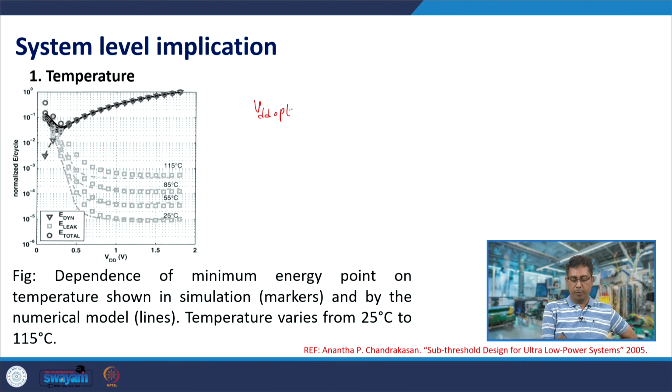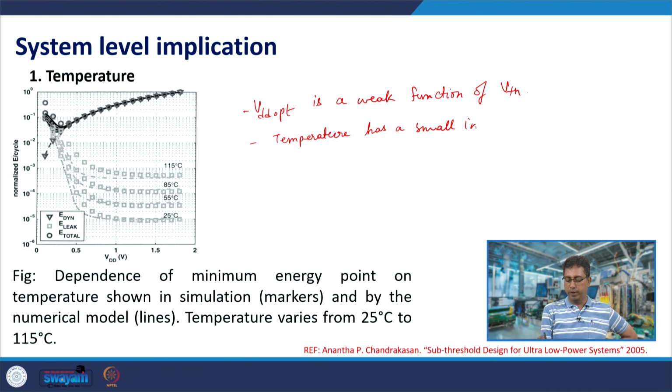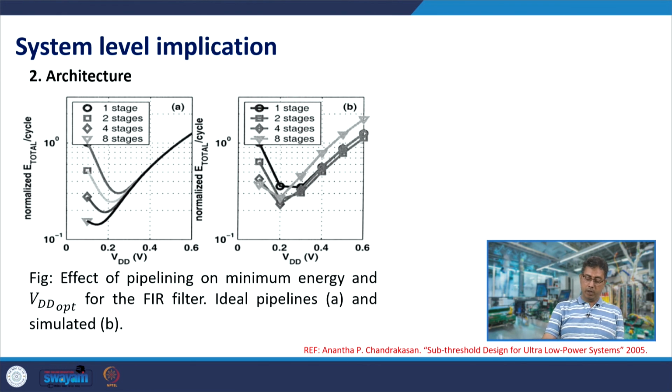So, that is why optimum is a weak function of threshold voltage, and therefore, temperature has a small influence on the minimum energy point. What about pipelining?